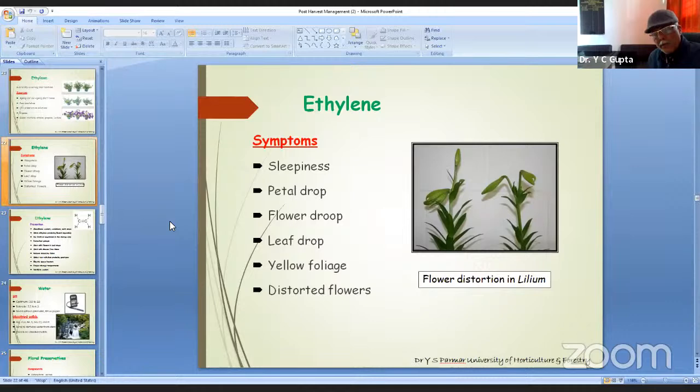Petal drop. When there is ethylene attack, flower drop, leaf drop, yellow foliage, distorted flowers are the symptoms because of ethylene inside your cold storage. So we need some of the things.